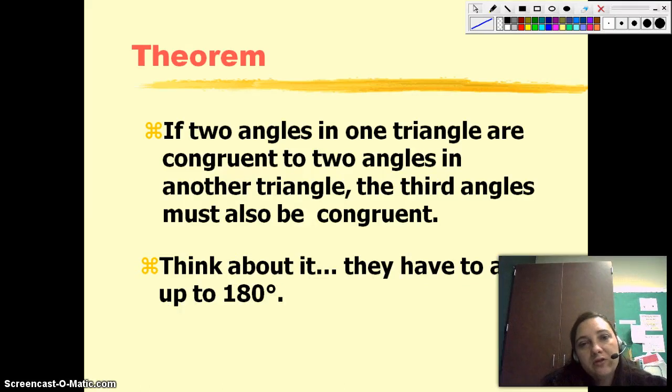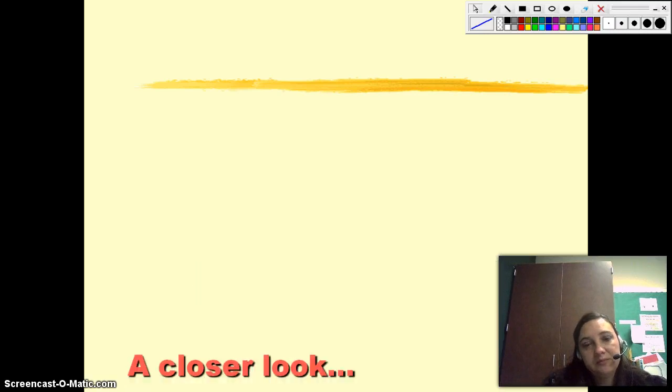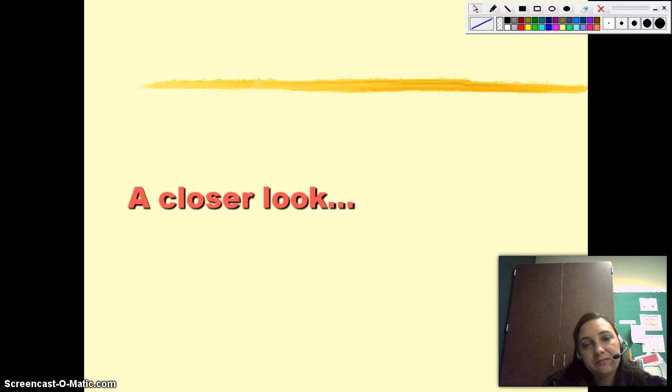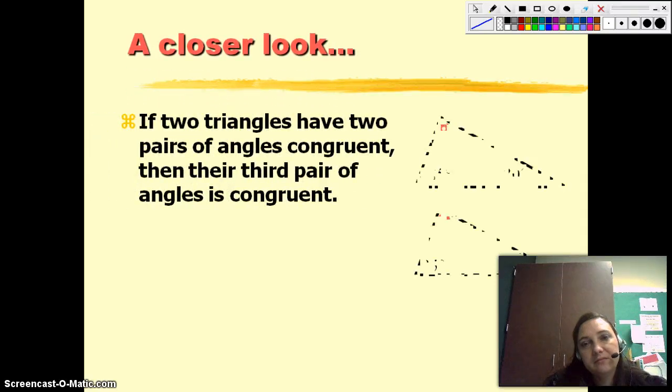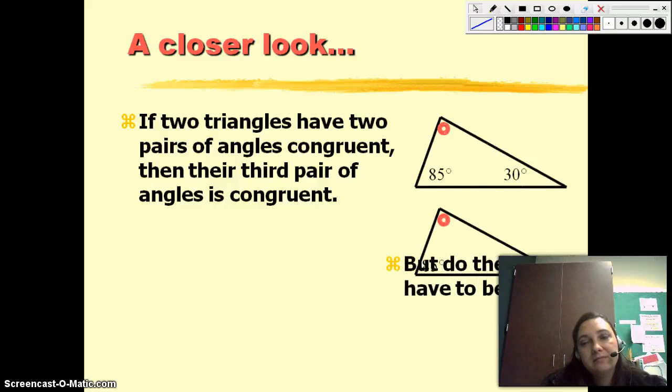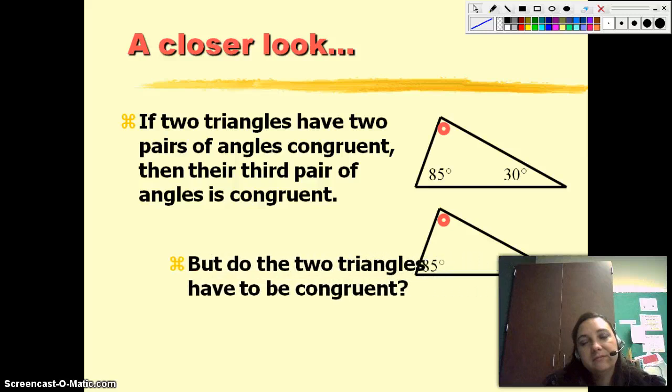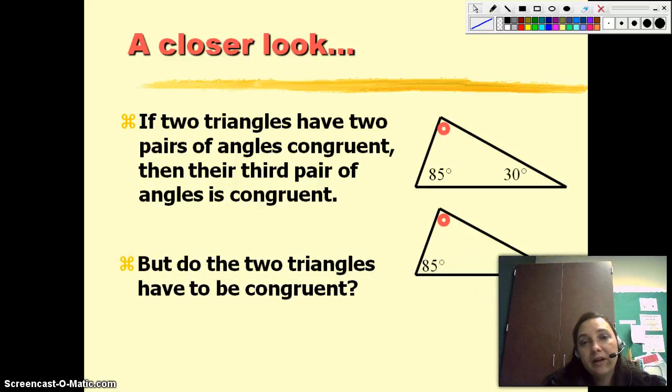If two angles in one triangle are congruent to two angles in another triangle, then the third angles must also be congruent. Think about it. They have to add up to 180. Here's an example. If two triangles have two pairs of congruent angles, then the third pair of angles is congruent as well.